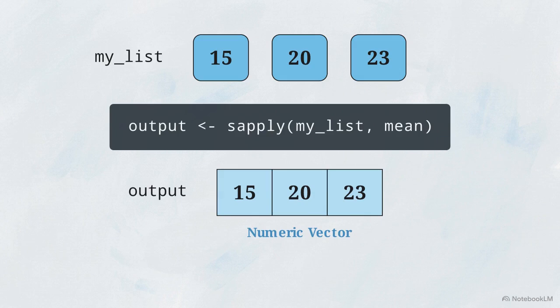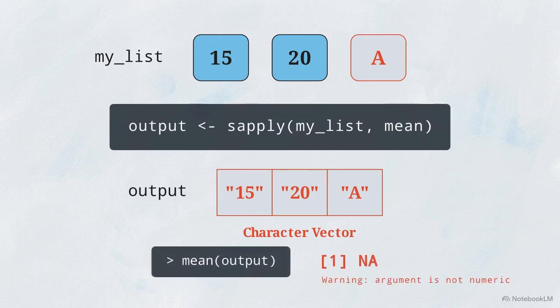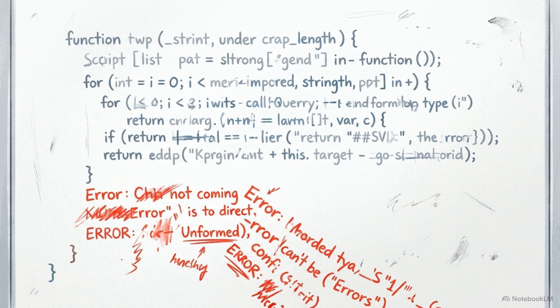But sapply guesses the data type. One unexpected character makes sapply silently coerce the entire vector into text strings. Downstream calculations immediately break. Sapply is a helpful convenience function for quick checks in the console. Because its output format is entirely unpredictable, it shouldn't be used in production scripts where data integrity matters.